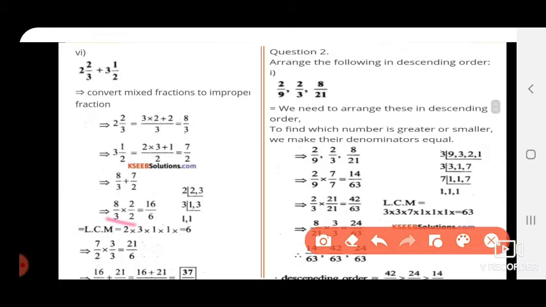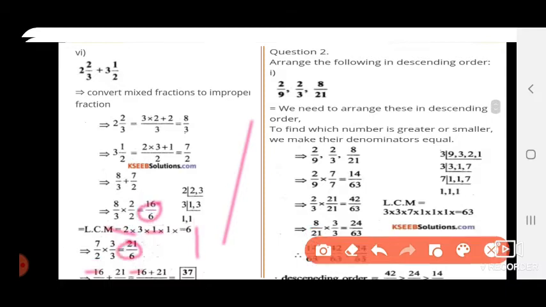Then one more fraction is 7 by 2. The denominator is 2, so with what number do we have to multiply to get 6? That is 3 by 3. So we will get 21 by 6 as one fraction, and the other is 16 by 6. If we add both the fractions, the numerators are 16 and 21. So 16 plus 21 is 37. The denominator is 6. That's it, children. Next we'll move to the next one.